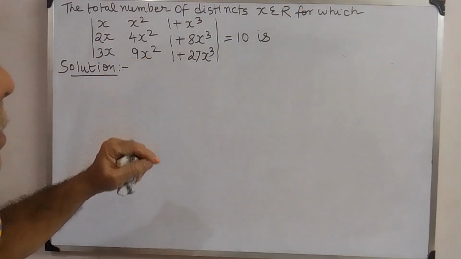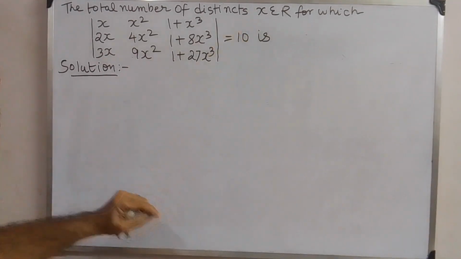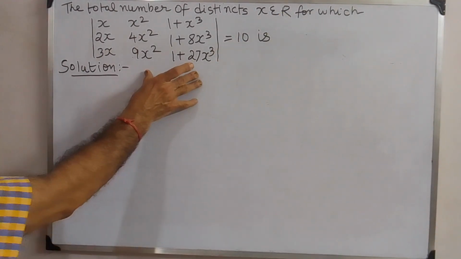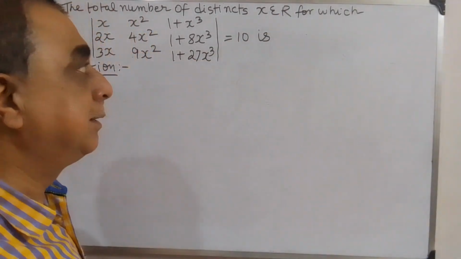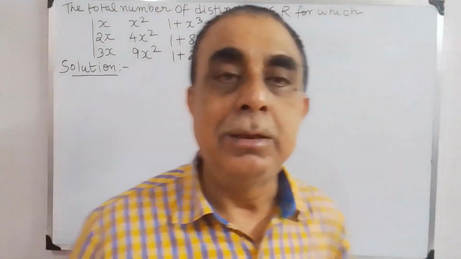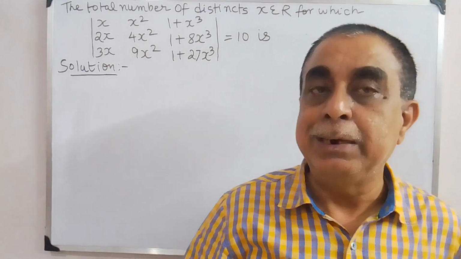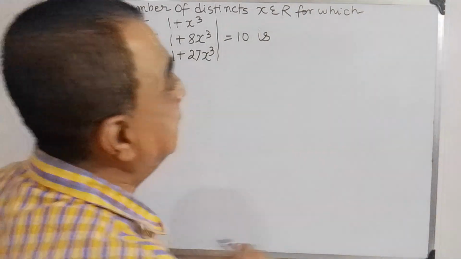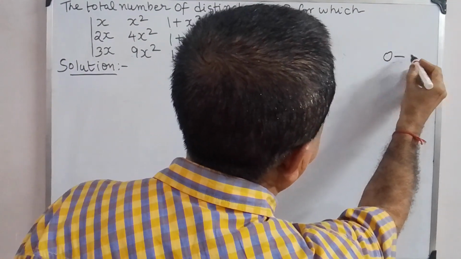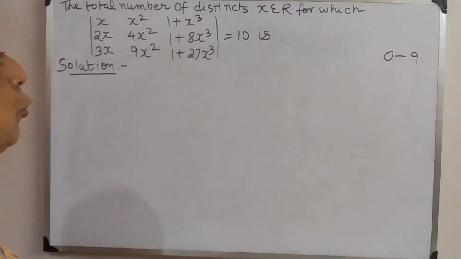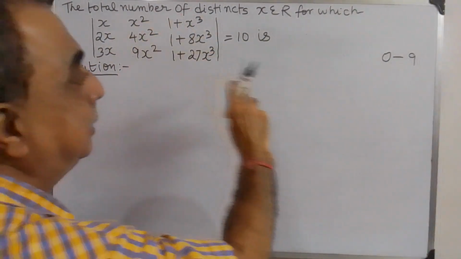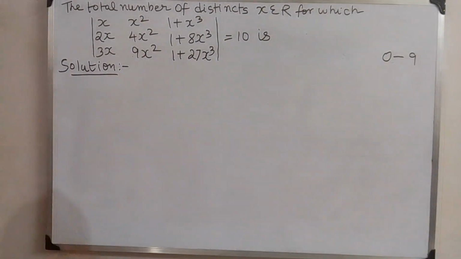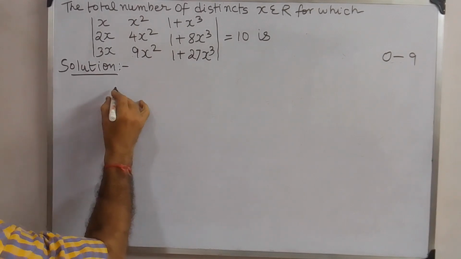Okay, so here we have to find the total number of distinct x which are elements of R from this determinant whose value is equal to 10. The answer of this question is any integer ranging from 0 to 9, including both 0 and 9. And we have to find that. Okay, so see how we will do.